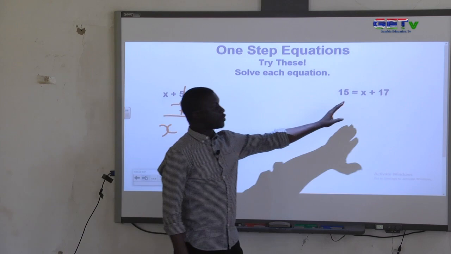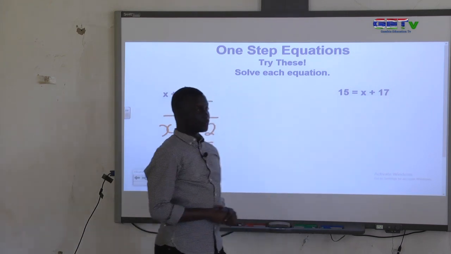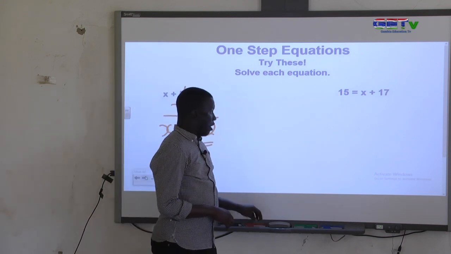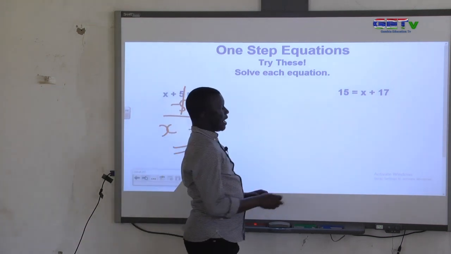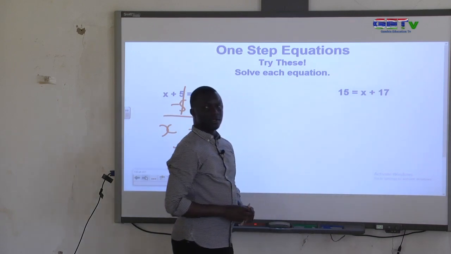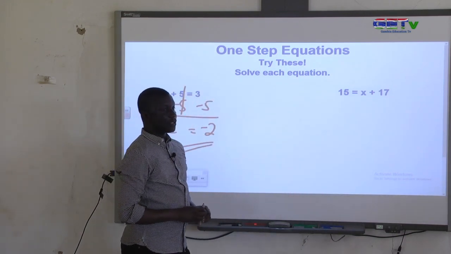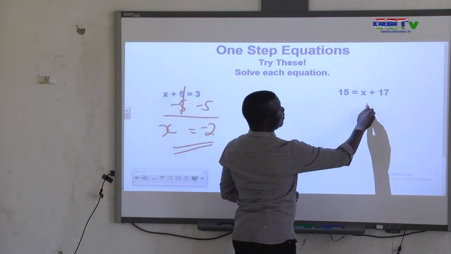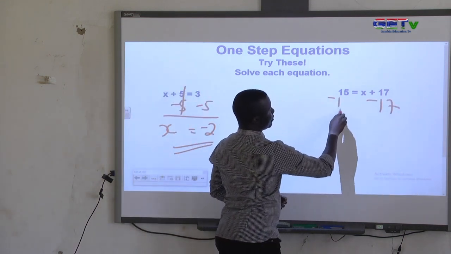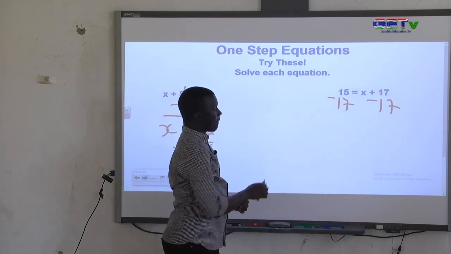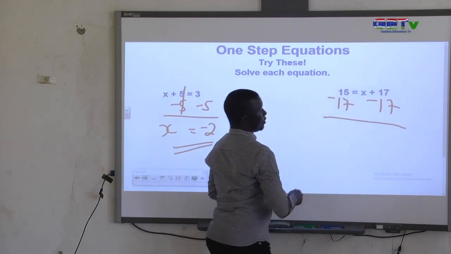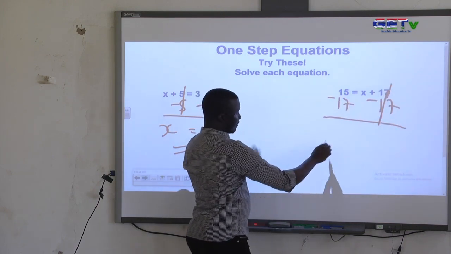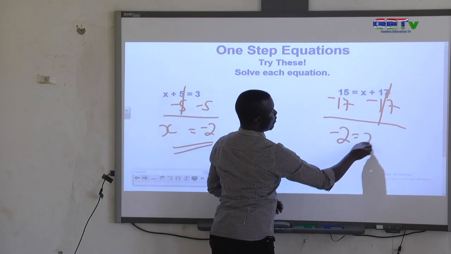We have 15 equals x plus 17. Our operation here is addition, as we can see, and the inverse of addition is subtraction. So in order to isolate our variable, we must subtract 17 from both sides. In doing so, this undoes this, and then we have 15 minus 17, we have negative 2 equals x.